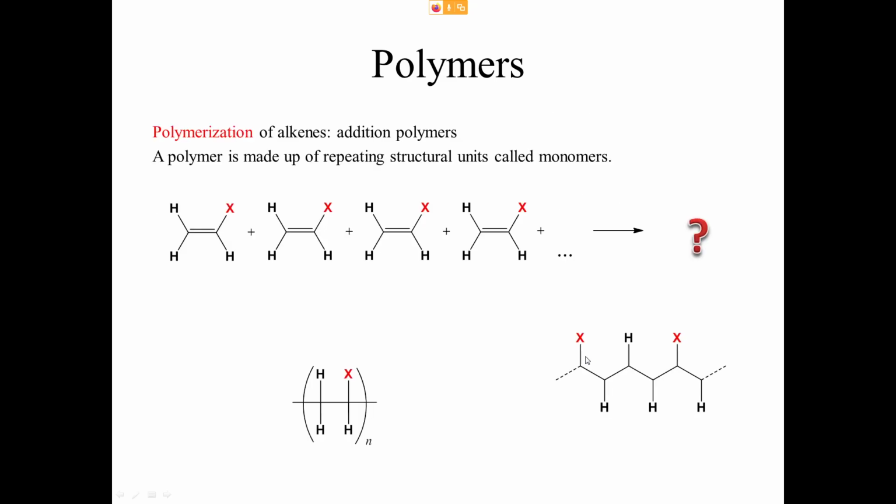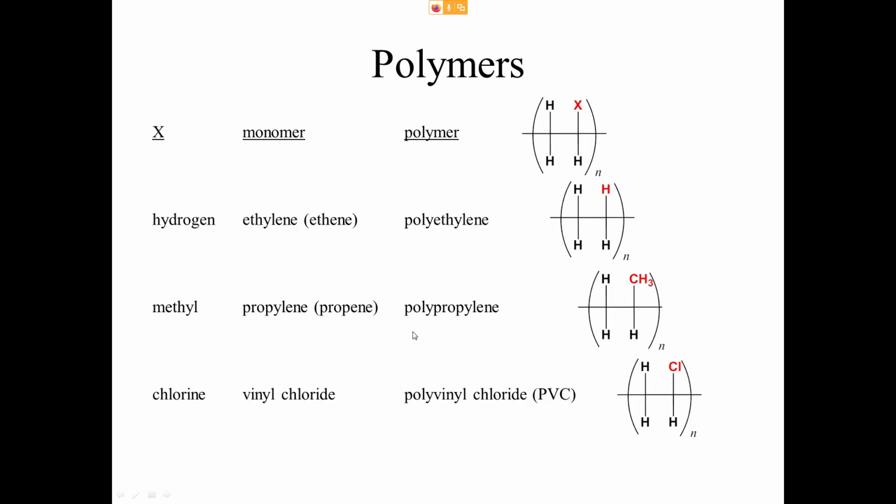So if you go back and look, instead of X here, we put a methyl group on every other carbon. It's a lot of methyl groups. It would look like this, and that's called polypropylene. And a lot of your plastics are made from that. If I replace the X with, say, a chlorine, it's now called polyvinyl chloride. This is the typical PVC, which stands for polyvinyl chloride.